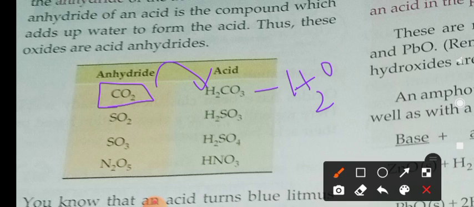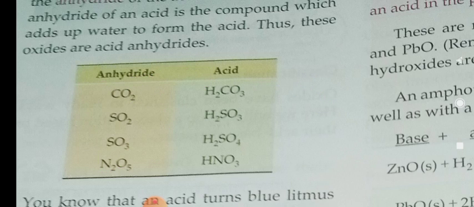For H2SO4, sulfur trioxide is the anhydride. For HNO3, N2O5 is the anhydride. So these are the oxides. Carbon dioxide, SO2, SO3, N2O5, all these are anhydrides of the corresponding acids. Did you understand what an anhydride is?